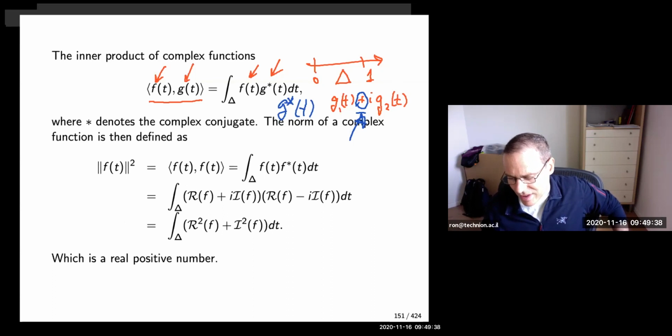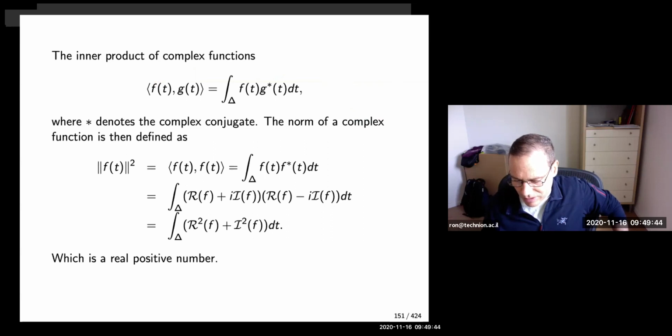So what else can I say? I can say that the norm of a complex function is equal to the inner product of the function with itself, which is nothing but the multiplication of the function with its conjugate. And if I write it explicitly, instead of the real part of f and the imaginary part of f, I write the real of f and I times the imaginary of f. And remember, the real and the imaginary are actually scalar values that belong to the reals, but the I is what makes f a complex function.